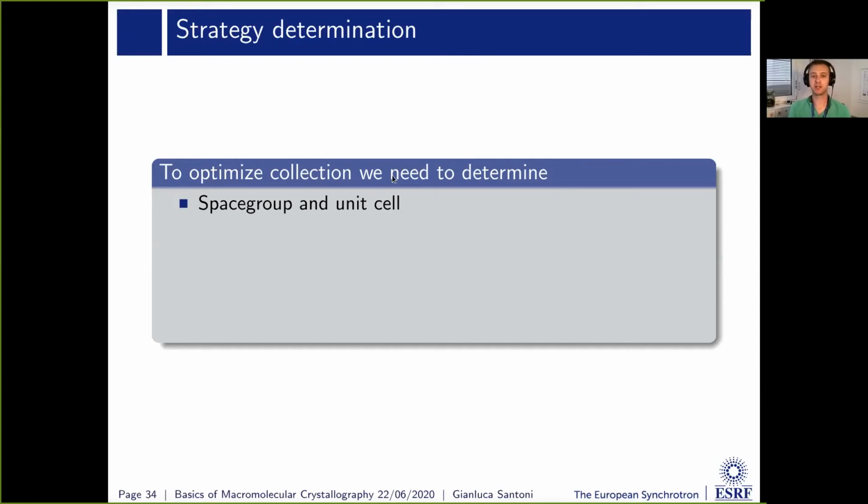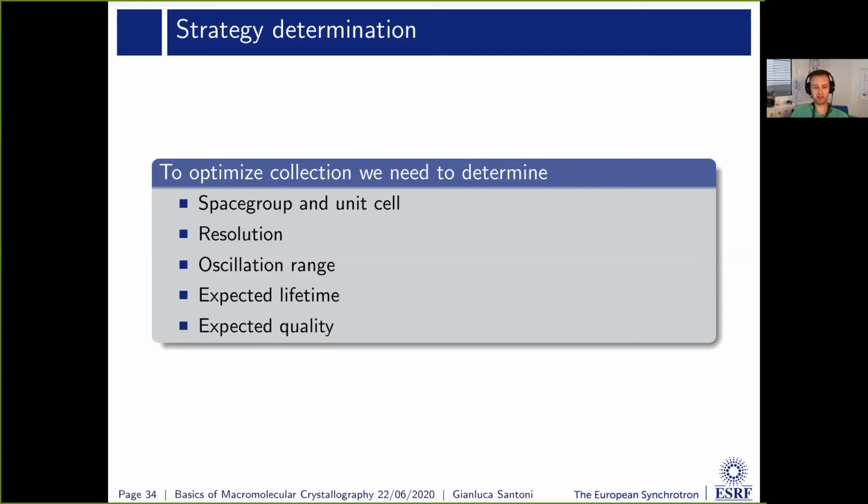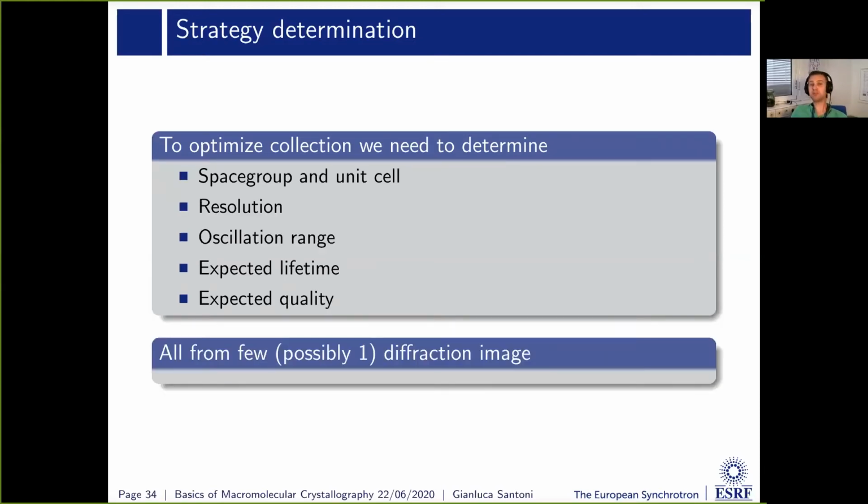So it's better to determine a few parameters before. To optimize the data collection conditions, we need to determine at first the space group and unit cell. This helps us in guessing how many reflections we need to collect so that we can get a complete data set. We need to determine the resolution so that we can position the detector at the good position. We need to determine the oscillation range, so how many degrees we rotate the crystal per single image, as we have shown before. We can estimate the expected lifetime of the crystal due to radiation damage, and we can guess the final quality of the processed data. All of this is done from a few, possibly one, diffraction images.